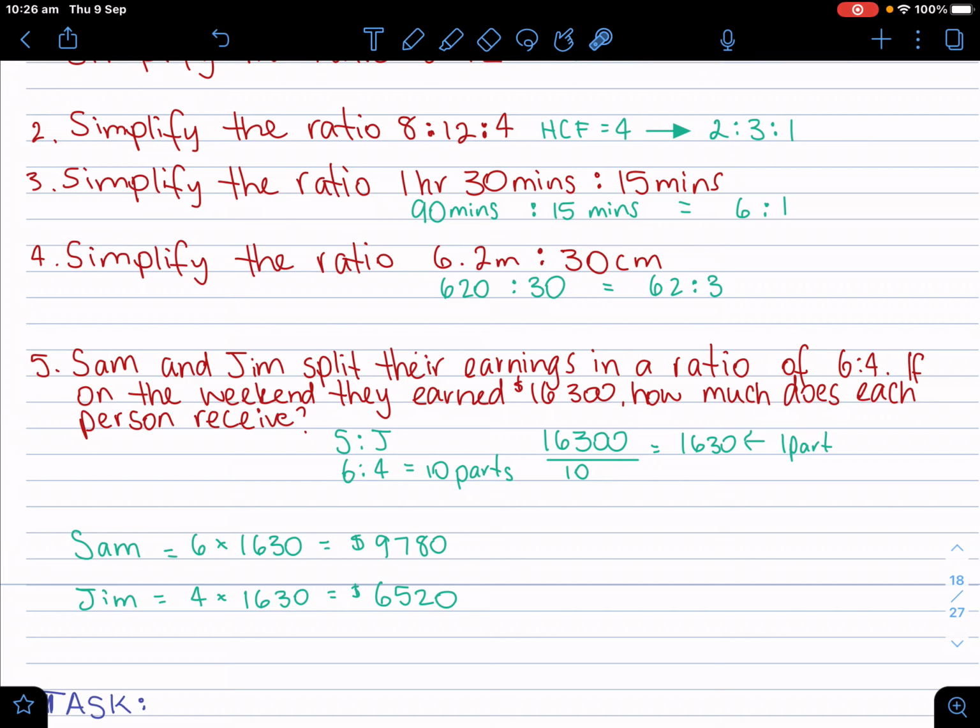So if in total they earn $16,300 and I need to equally split that into 10 parts, then one part would be 1,630. I just divided 16,300 by 10 to figure out how much one part is. And we call this the unitary method. Now that I know one part, Sam gets 6 parts, so 6 times one part, and Jim gets 4 parts, so 4 times one part. So Sam gets 9,780, while Jim gets 6,520. We call that distributing within a given ratio.